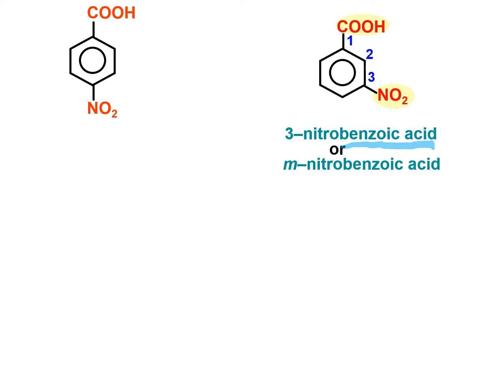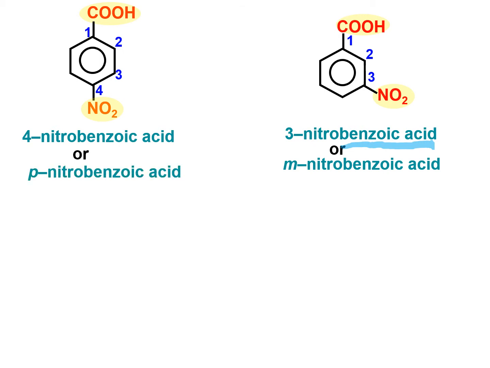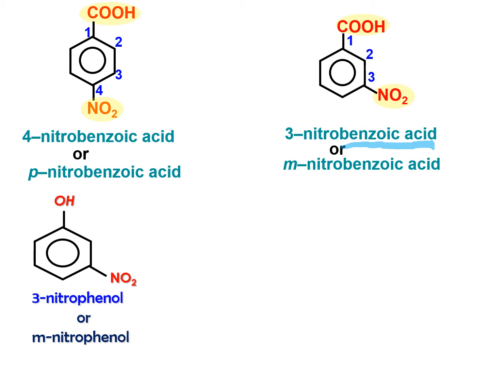Second, we have benzene with COOH and nitro group. Again, COOH is given number as carbon 1, followed by NO2 at carbon 4, so the name is para-nitrobenzoic acid, or we call it 4-nitrobenzoic acid. Now we have benzene with OH and NO2 groups. The name is 3-nitrophenol or meta-nitrophenol because OH has higher priority than the nitro group.